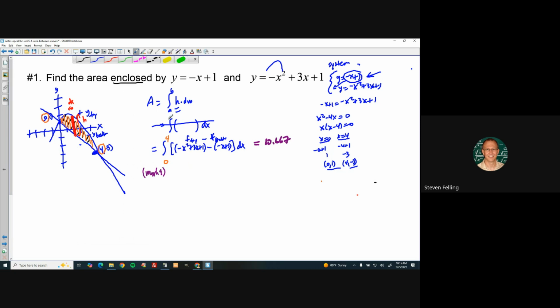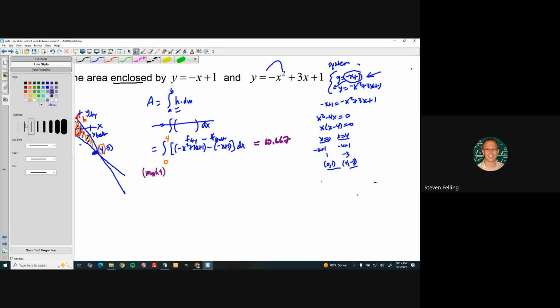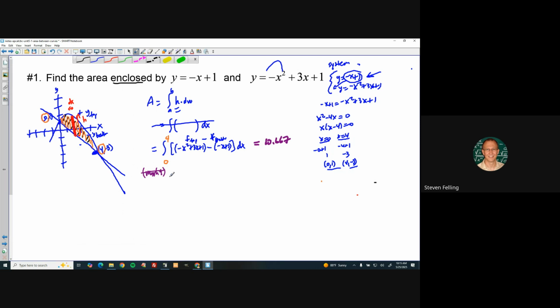Now, what if we didn't have a calculator? If we didn't have a calculator, then we would have to integrate this by hand. So let me write the integral again. I'm going to get rid of the parentheses here. So I've got an integral from 0 to 4, negative x squared plus 3x plus 1, minus minus is plus 1x minus 1. Okay. And actually, before we start, I can do a little simplification. The plus and the minus 1 cancel, and these combine to be 4x. So let's make this as simple as possible before we start.